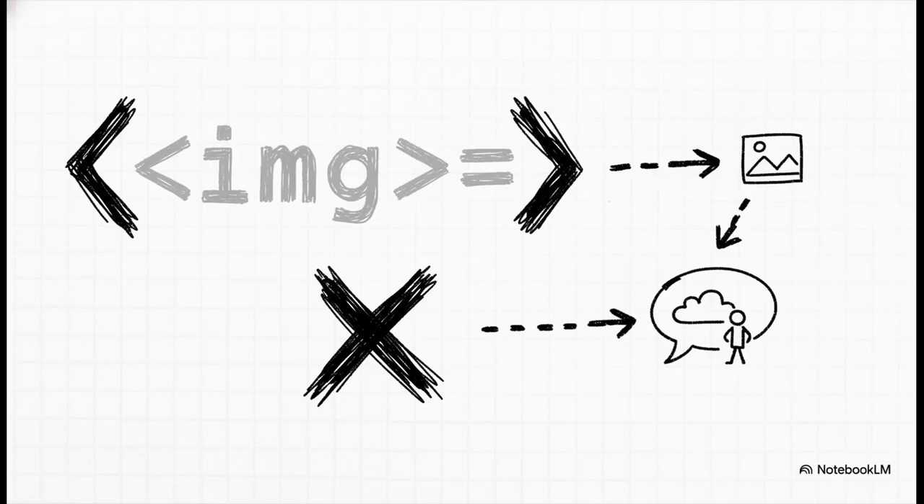The image tag is pretty similar. It uses a source attribute for the image source and an alt attribute for a text description, which is super important for accessibility. But notice something different here? There's no closing image tag. That's because an image is what we call an empty element. It doesn't wrap around any content, so it just closes itself.